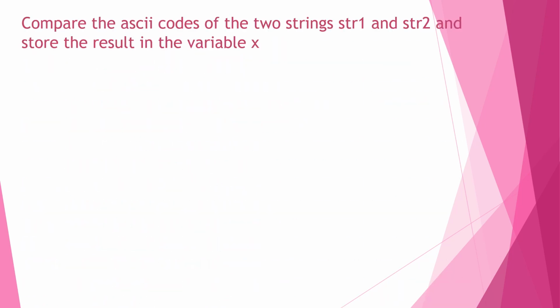Next question, compare the ASCII codes of two strings str1 and str2 and store the result in variable x. Whenever we are comparing the ASCII code, the function is compareTo. Lexicographically, lengthwise and code-wise, it is compareTo, and the result is int. int x = str1.compareTo(str2).